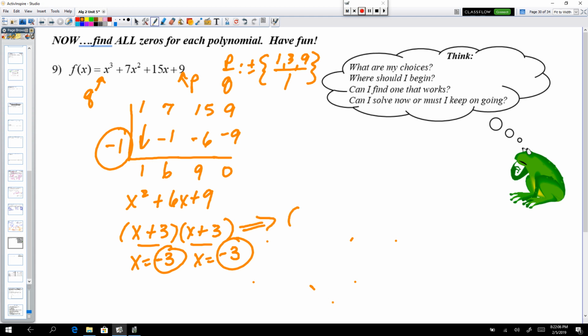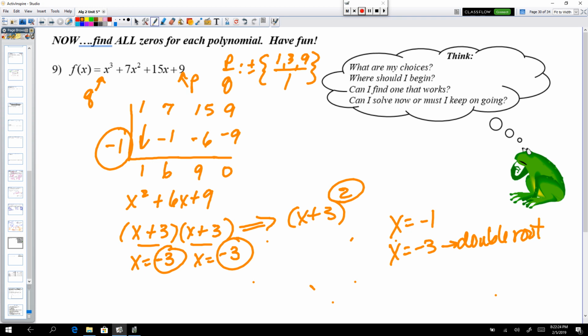And yes, you could have written the factorization as x plus 3 squared. There's our multiplicity of 2 happening, right? That's our bounce. So to list the roots, you would just say x equals -1 and x equals -3 double root. And you certainly could have said x equals -1, comma, -3, comma, -3. As long as you indicate that you found all 3 of them, it's just one of them is happening twice. Okay?